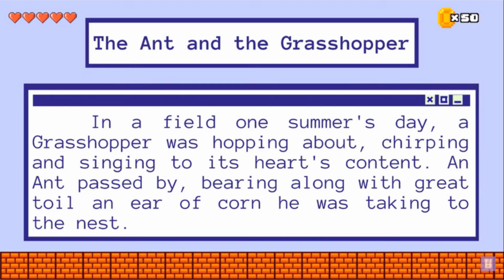Now, we will read the story and let's try to identify its elements. The Ant and the Grasshopper.